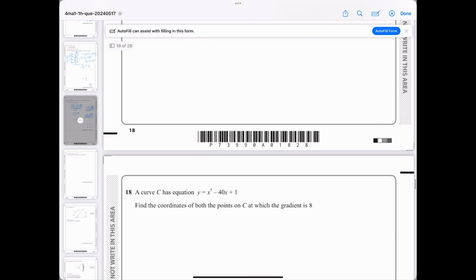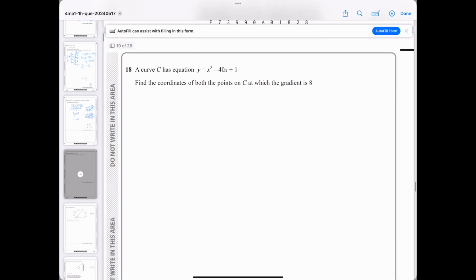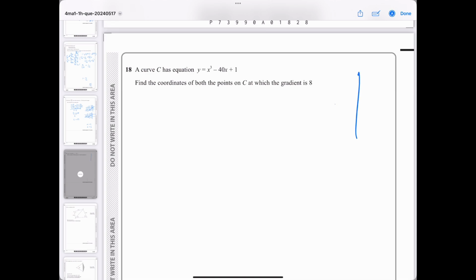Right, let's have a little look. A curve C has the equation y equals x cubed minus 4x plus 1. Find the coordinates of both the points on C where the gradient is 8. So it actually looks like this. It's going to go through 1 here, and then it's going to go some way. But to find the gradient, we're going to have to differentiate it.